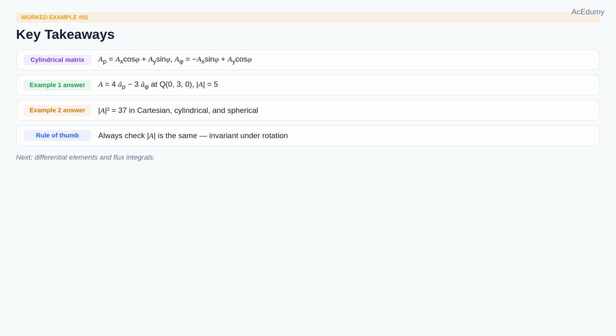Quick recap. The cylindrical transformation is a rotation by phi around the z-axis. A rho equals Ax cos phi plus Ay sin phi. A phi equals minus Ax sin phi plus Ay cos phi. For spherical, the matrix is bigger, but the idea is the same. Project the Cartesian components onto the new unit vectors. Always check the magnitude is invariant. If it isn't, you made an algebra mistake.